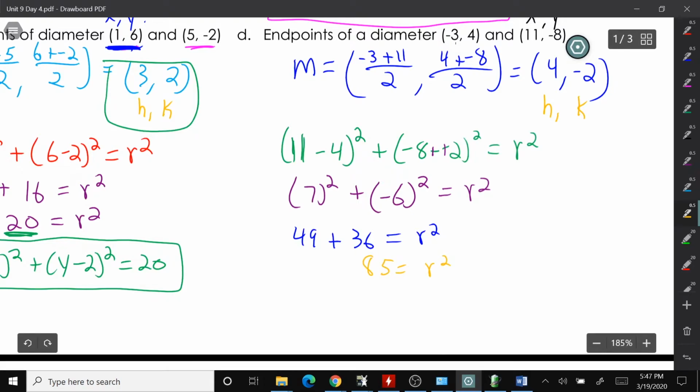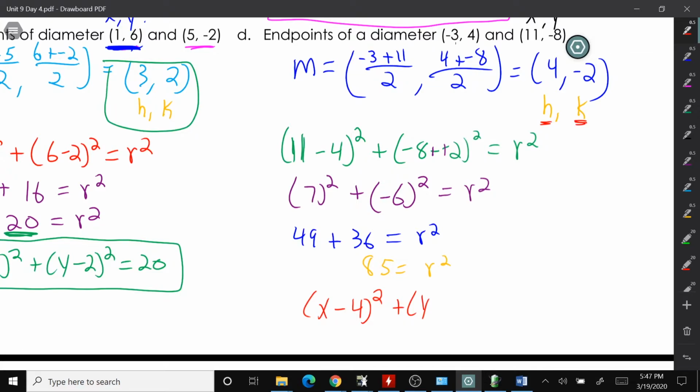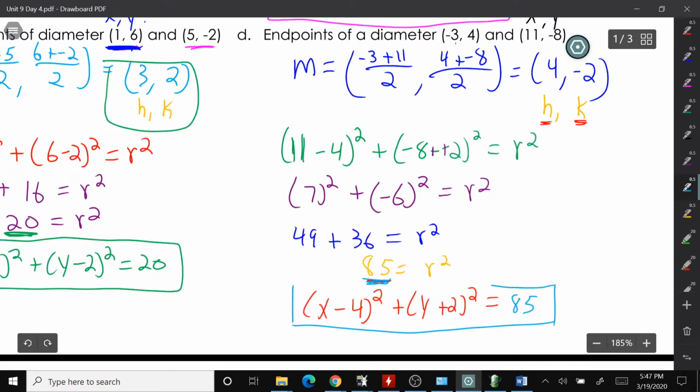Now we can write the equation of our circle, x minus 4, because that is our h value, squared, plus y minus negative 2, because negative 2 is our k value. So minus negative 2 will be plus 2 squared equals, our radius squared from right here, 85. And that is our answer.